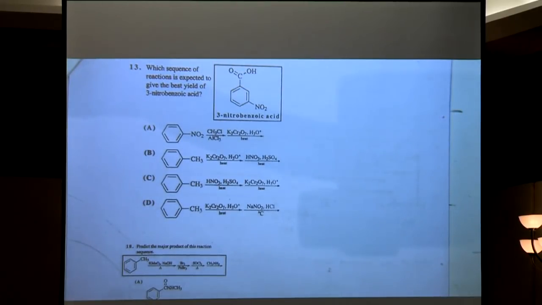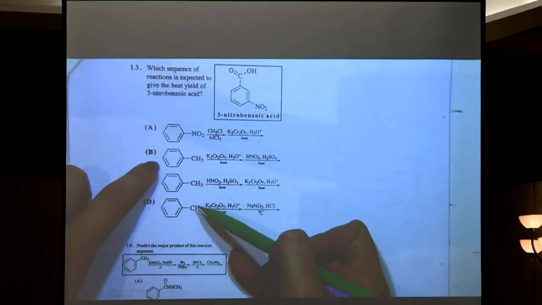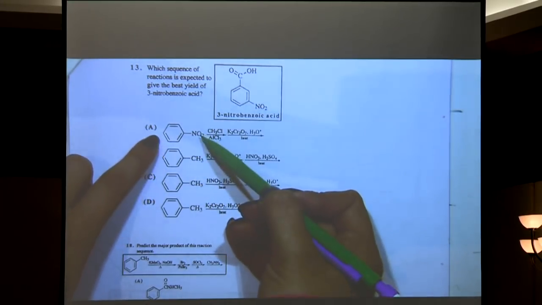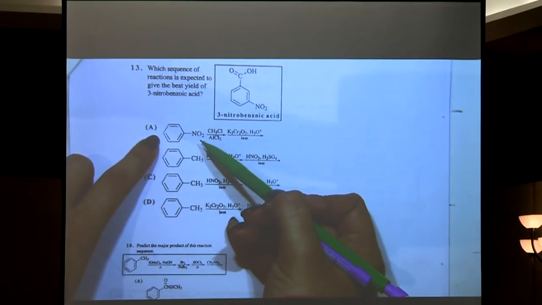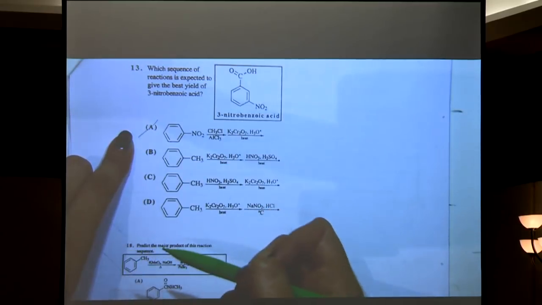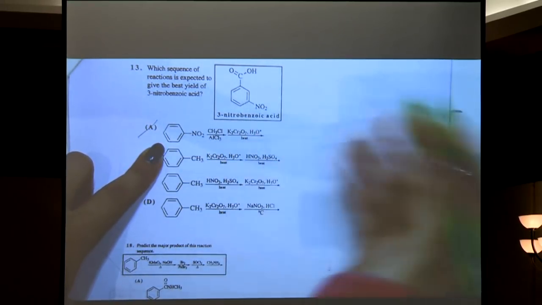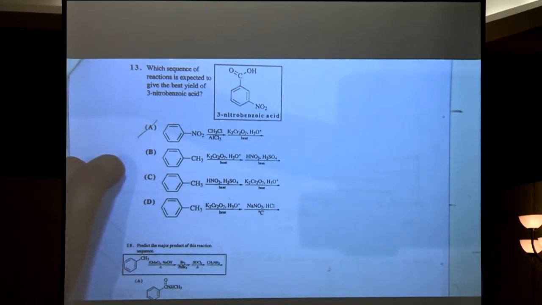Which sequence of reactions is expected to give the best yield of 3-nitrobenzoic acid? These groups are going to ortho-para-direct because they're electron donating. But if we start with a withdrawing group, it's not really going to undergo anything. So that's why we don't want A. Although it's a meta-director, which is what we want, it's going to deactivate that ring, so we're not going to be able to add stuff to the ring.